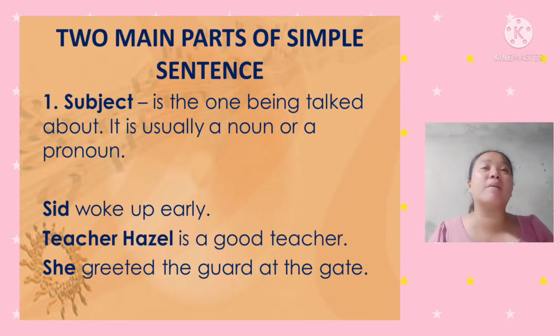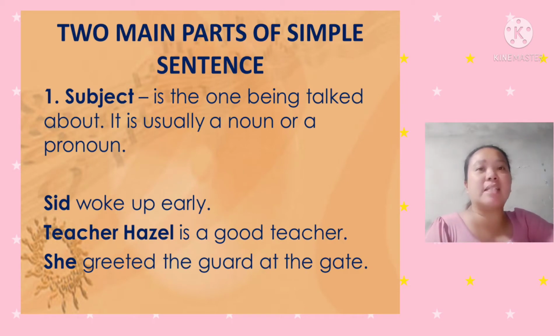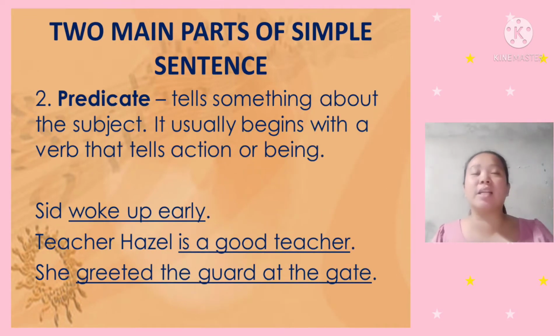We are talking about Teacher Hazel. And the third one, she greeted the guard at the gate. So which one is the subject? Very good. The answer is she. Okay, the subjects are Sid, Teacher Hazel, and she. Now, let's go to our predicate.